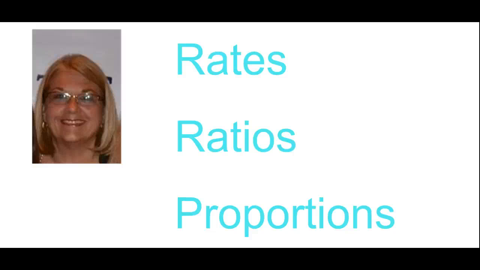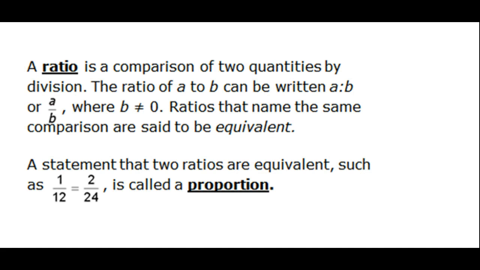This is a quick overview of rates, ratios, and proportions. A ratio is when you compare two quantities. We set it up as a fraction. You can also write it with a colon. You can also write it with the word "to," like if I wanted to say I'm comparing A to B.